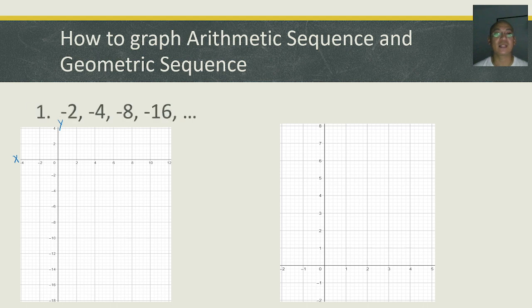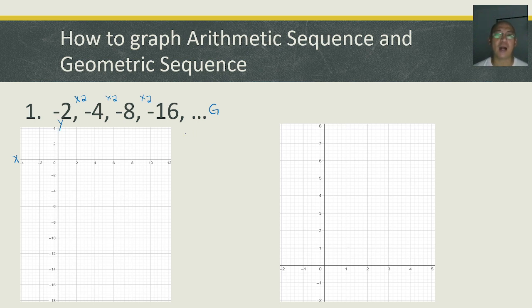Let us have this example 1: negative 2, negative 4, negative 8, negative 16, and so on. By observation, we are multiplying by 2. As we are multiplying by 2, it is a geometric sequence. Take note that, as we have said, the graph of a geometric sequence is an exponential graph. So how are we going to do that?